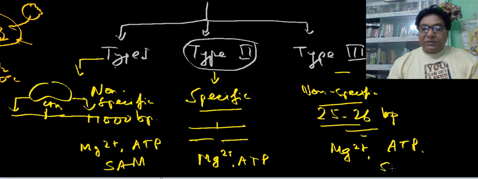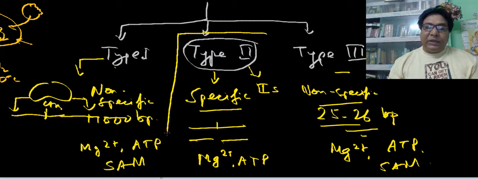For today's purpose, let us end here. Then we will later see that there is a subversion of type 2 that is called type 2S type. So we will describe this type 2 and type 2S type in our next class.